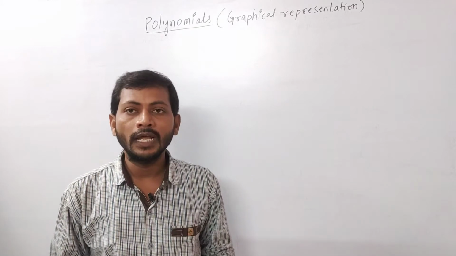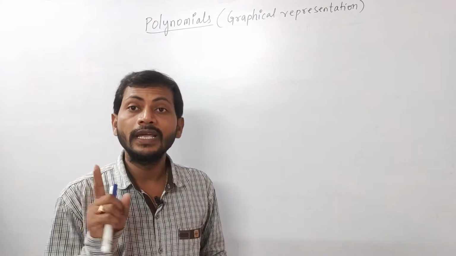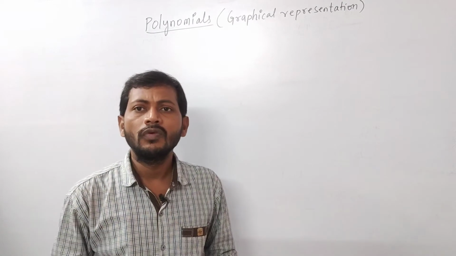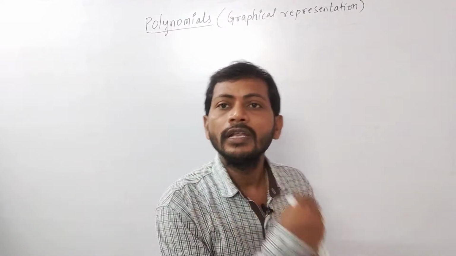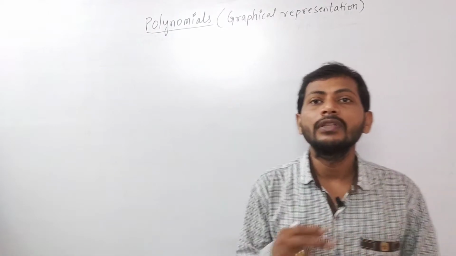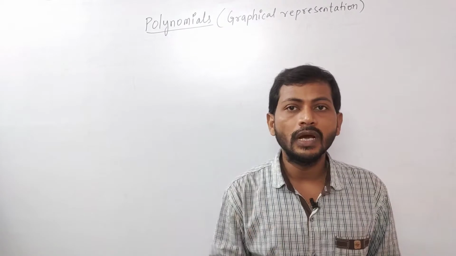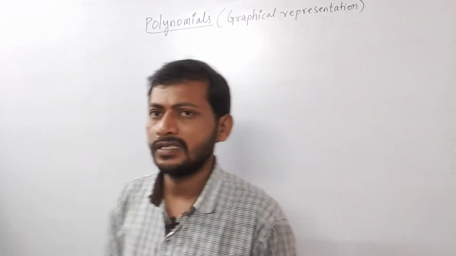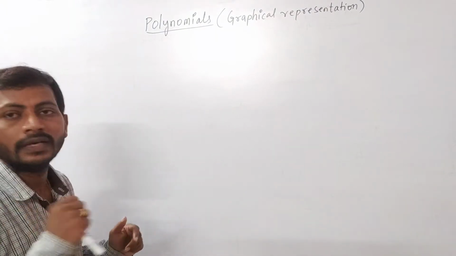Sometimes the zeros are not given, and then we can also create a polynomial with a given number of zeros. For example, it may say, write a polynomial which has two zeros, or write a polynomial which has one zero. Like this, it is going to be asked in an examination. So we have to understand all these things.